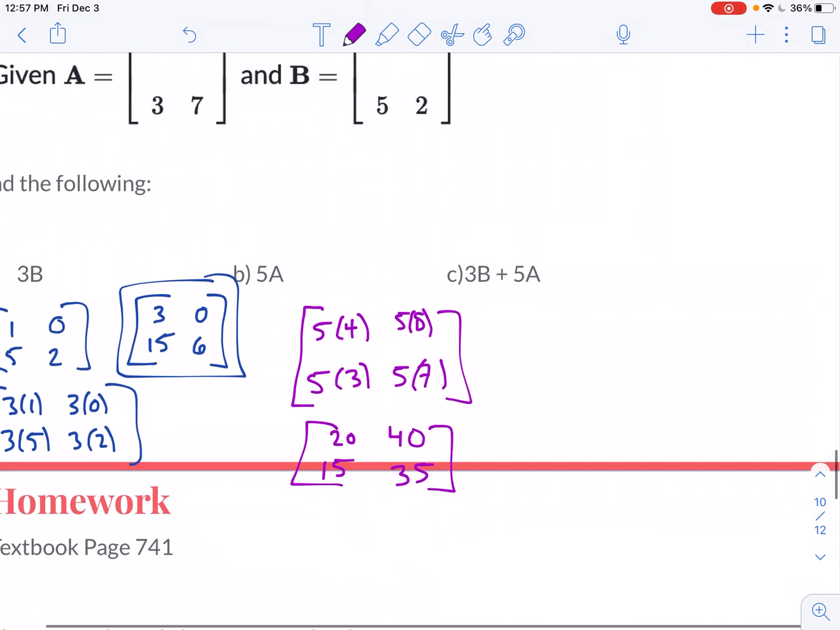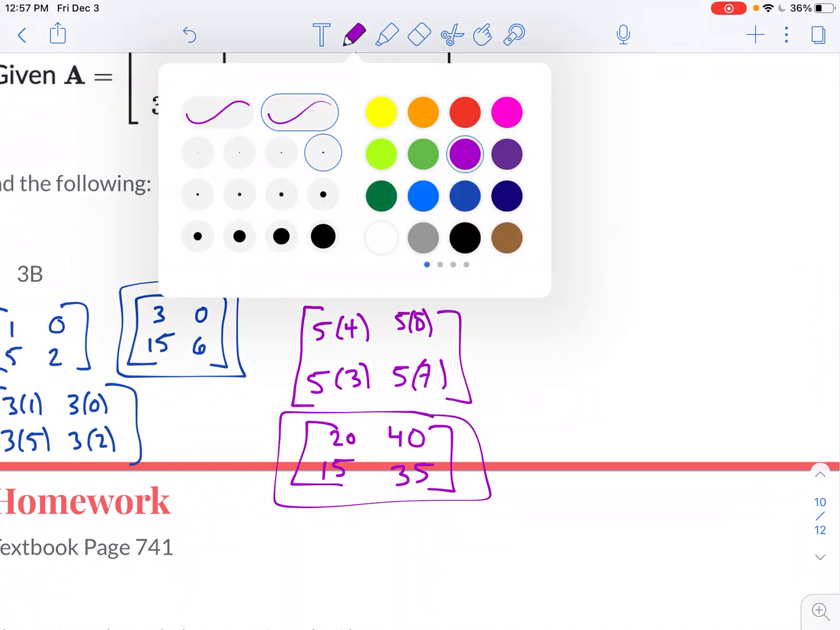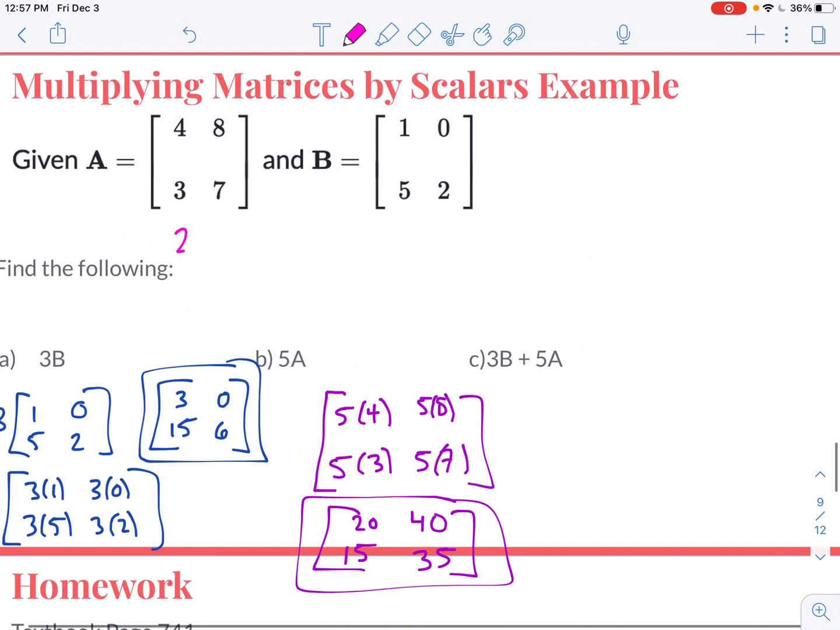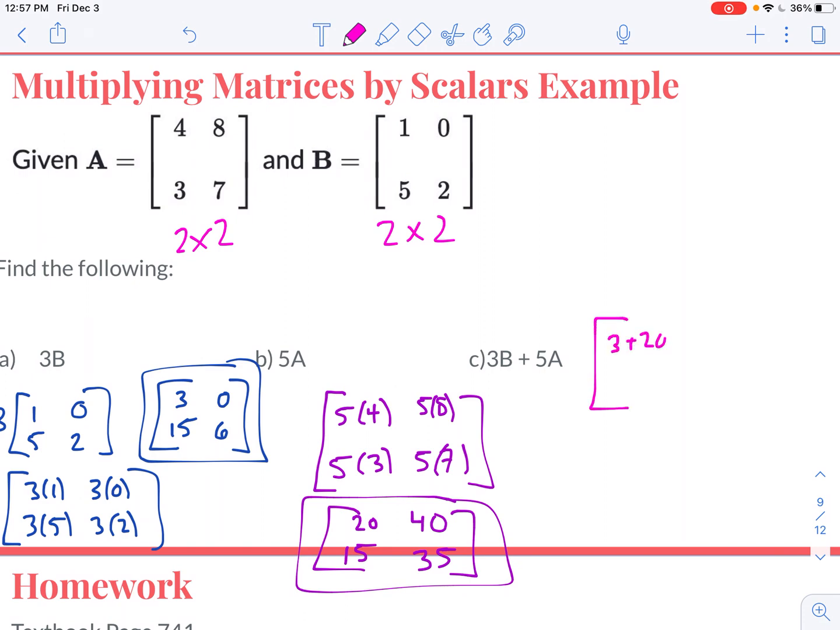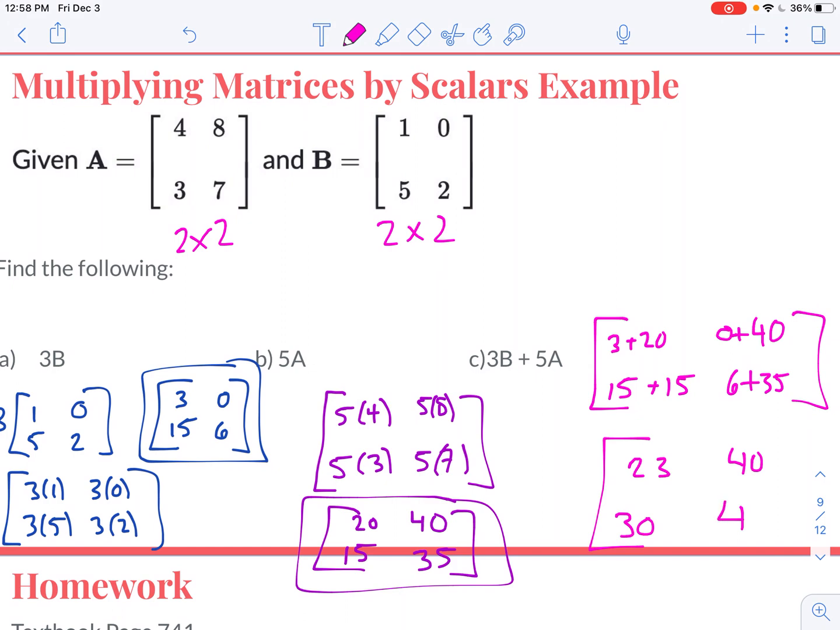And then when we add these two together, both of these are 2 by 2. We've been working with these matrices. When we multiplied by scalars, we ended up with 2 by 2. So when I'm adding these together, we just end up with 3 plus 20, 0 plus 40, 15 plus 15, and 6 plus 35. So this is 23, this is 40, this is 30, and this is 41.